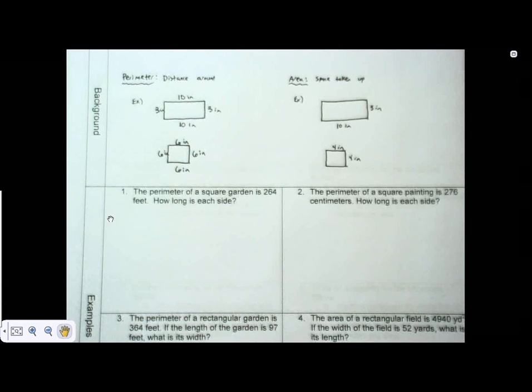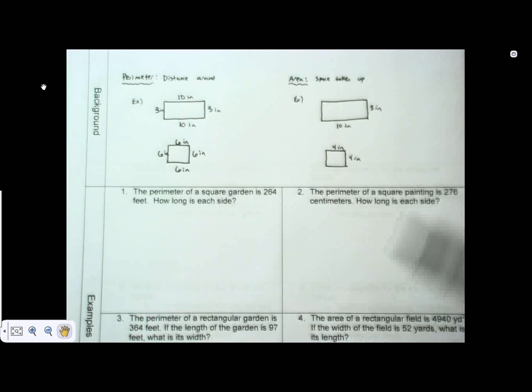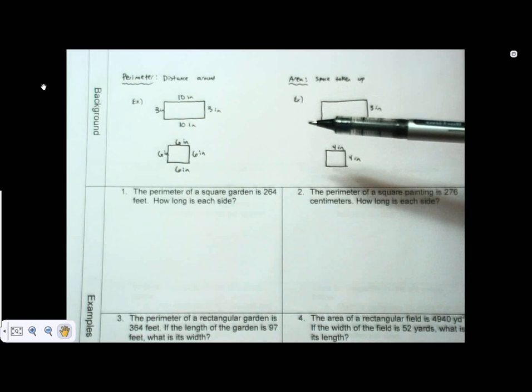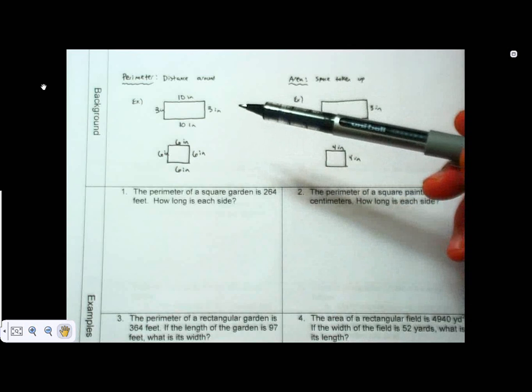Welcome. In this video, we'll be taking a look at how to find the side length of a rectangle or square given its perimeter or area. So the first thing to note is what perimeter and area actually mean. Perimeter is just the distance around a figure.